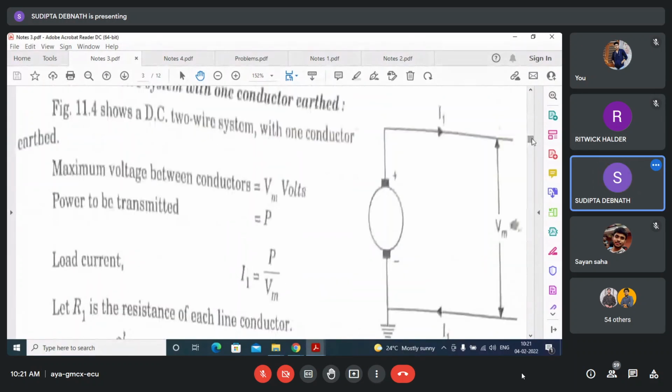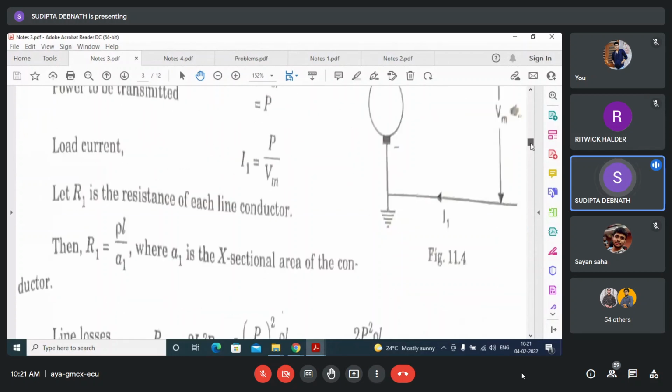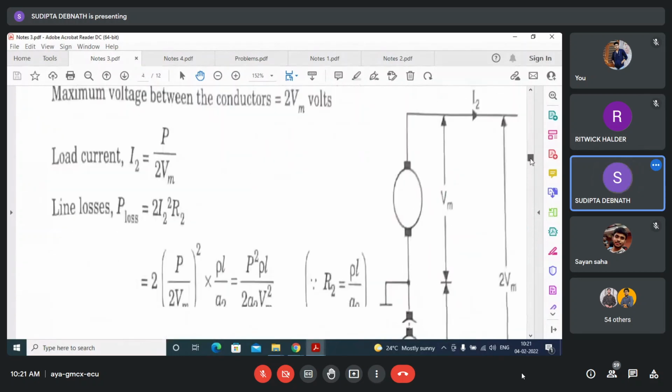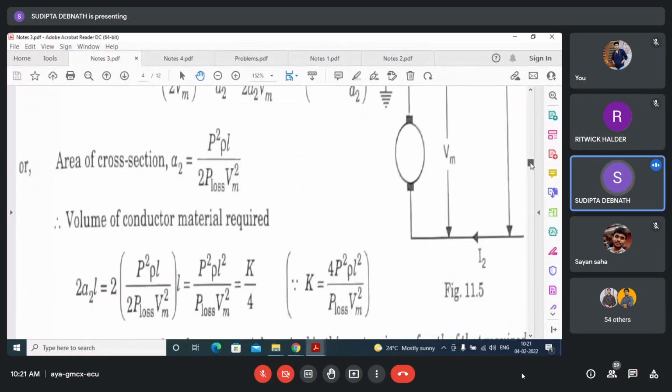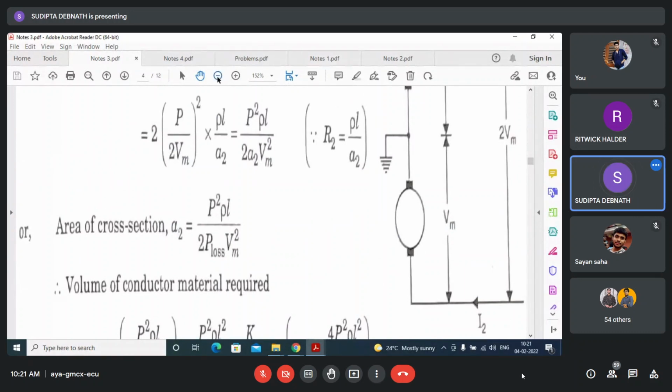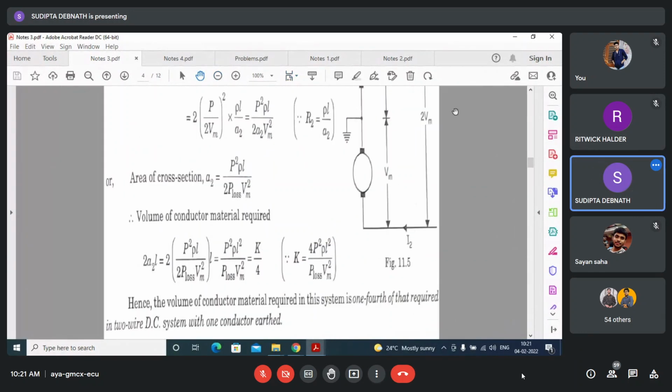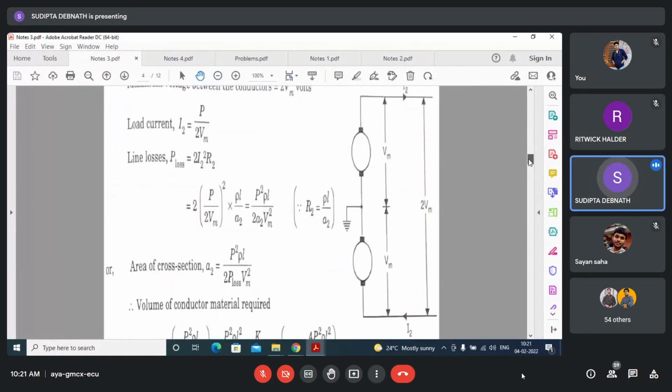So let us go to the schematic diagram. This is the DC 2 wire system. One wire is always earthed. And the next one is DC 2 wire system with midpoint earth. Midpoint earth means this point is earthed, but the wires are two. This is one wire, this is another wire. This is the go wire, this is the return wire.